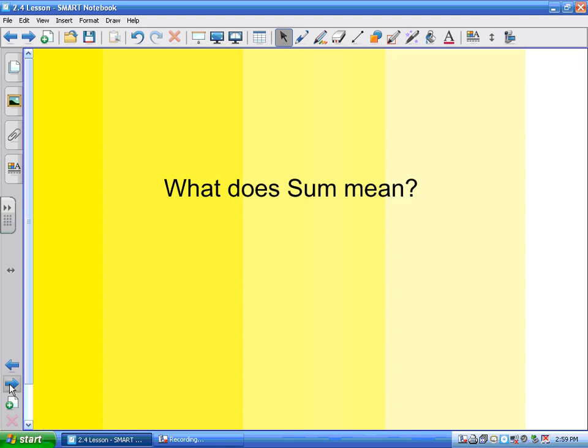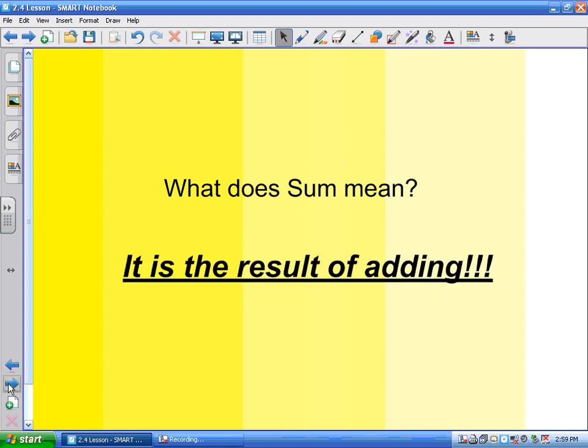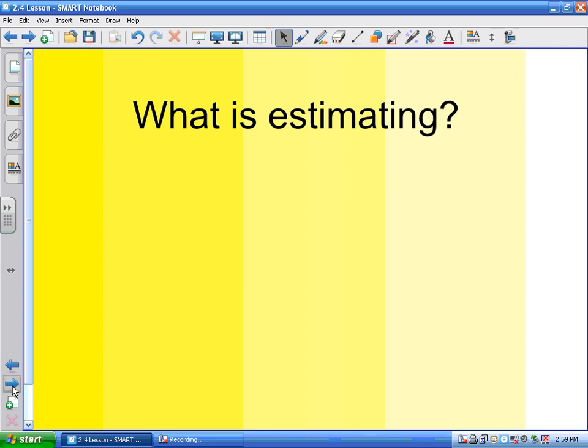Sum is the answer to a type of question. It's all the numbers. No. Thomas? Addition? There you go. Sum is the result of adding. When you add something, you get a type of answer. We call that getting a sum. There's also a word for multiplying called product. There's a word for dividing called quotient. There's a word for subtracting. That one's called difference.